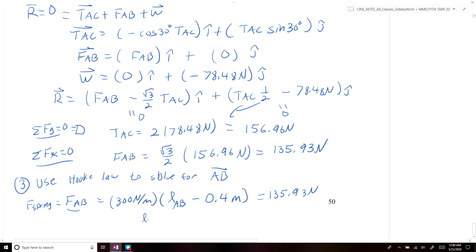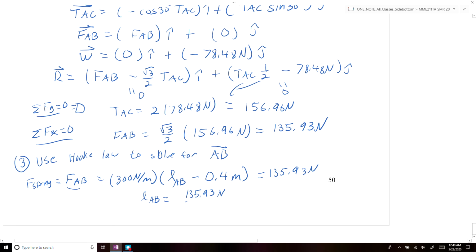So we get LAB is going to be equal to 135.93 newtons, divided by 300 newtons per meter, plus 0.4 meters. So we're going to end up with 0.8531 meters from point A to point B.